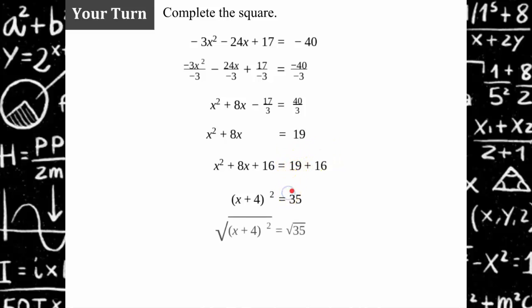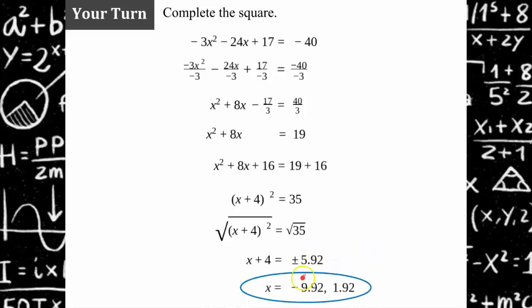Find the square root of both sides, leaving me x plus 4 equals positive and negative 5.92. Now subtract 4 from both sides and you get the values negative 9.92 and 1.92.